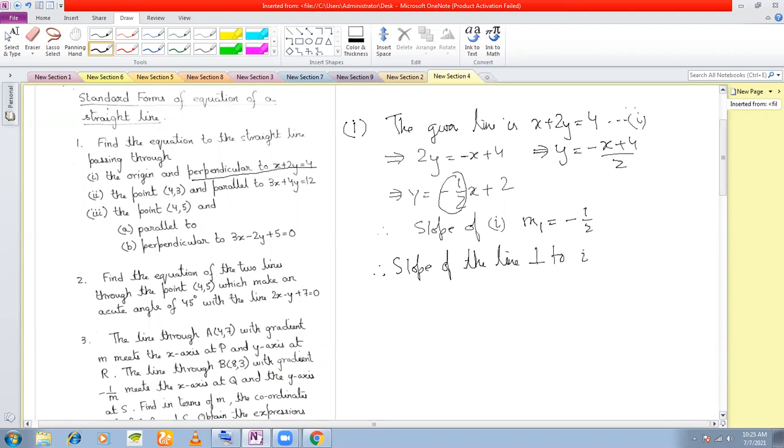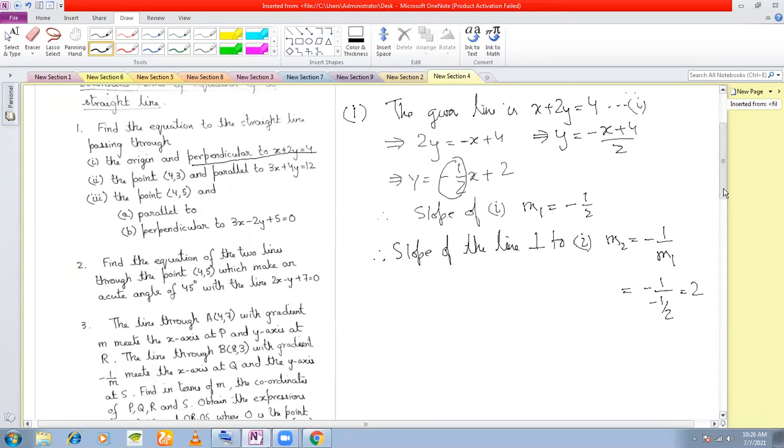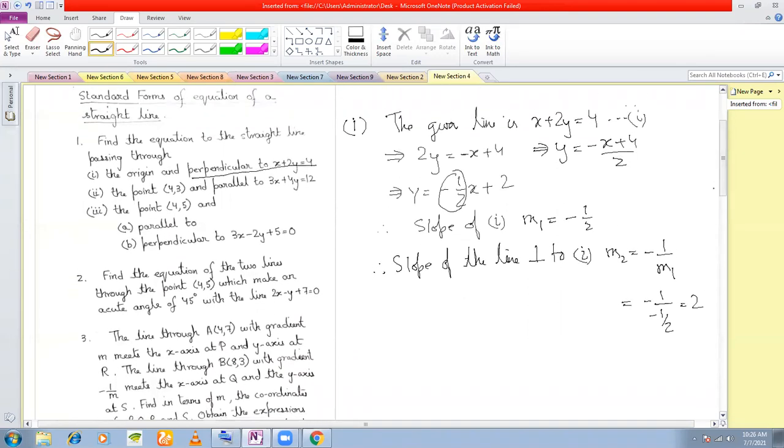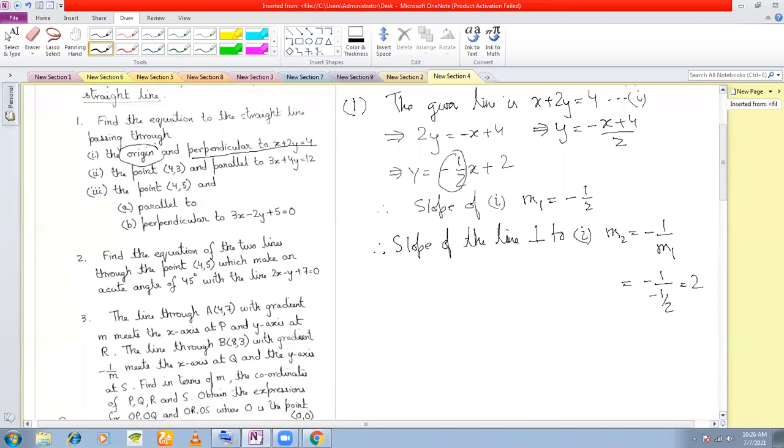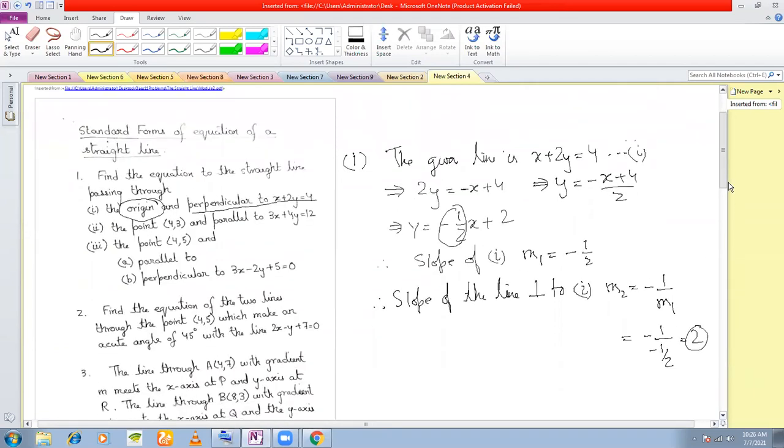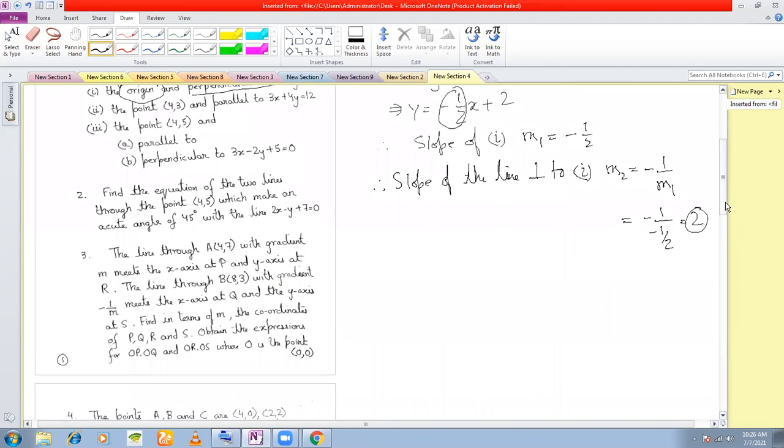Perpendicular to 1, m2 is equal to minus 1 by m1, which is equal to minus 1 by minus half, which is equal to 2, right? So this is the slope of the line that is perpendicular to this. Now, this straight line, whose equation you need to find out, also passes through the origin and has slope 2. So how do you find the straight line on which you know a point and whose slope you know? Use the point slope form.